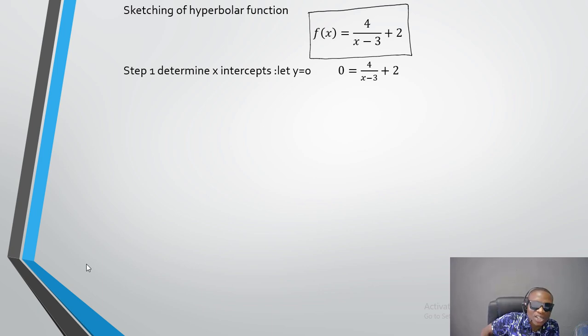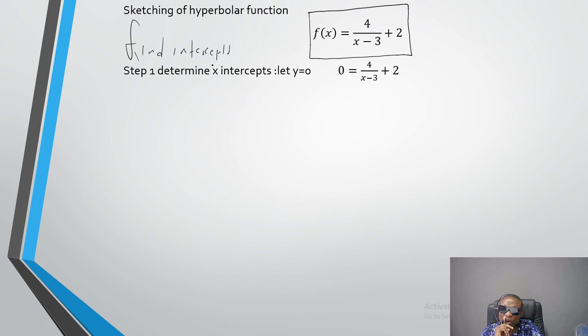This one needs to be explained now. When we are sketching a function, I don't care which function you are sketching: hyperbola, quadratic, cubic, exponential, straight line, whatever graph. Whenever you are sketching a function, please find your intercept. You must find the x-intercept.